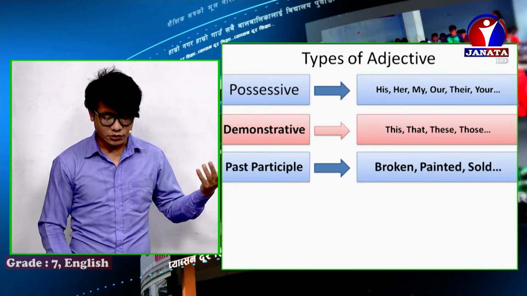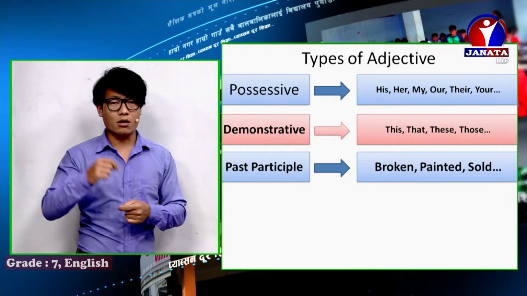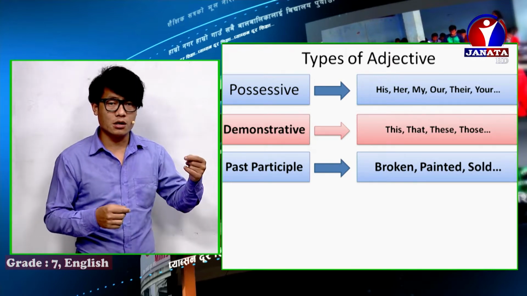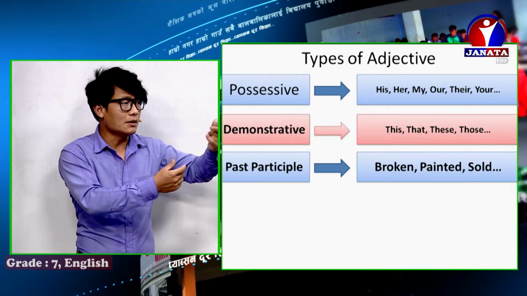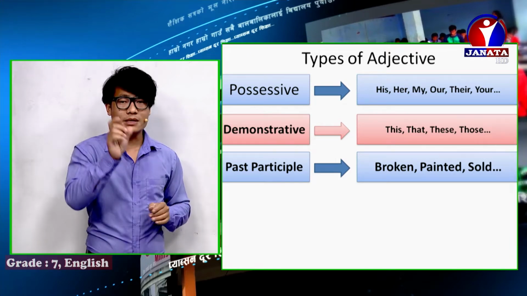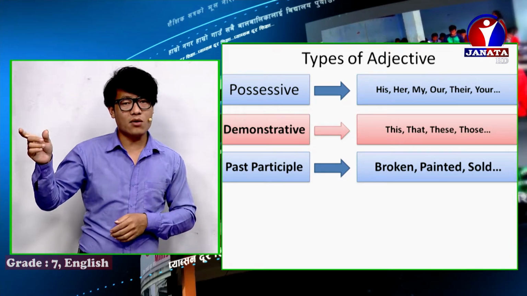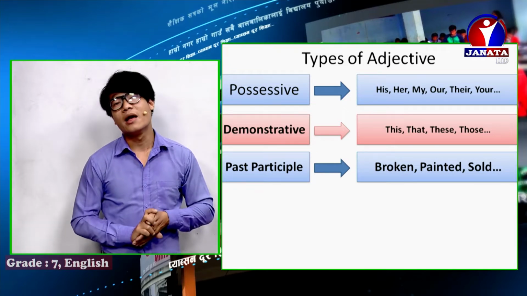Let me show you: broken, painted, sold. Like a broken pen, broken chair. So chair is a noun, and broken is there. So broken is what? Past participle adjective. Okay. Now painted. Painted house. House is a noun, and there is painted. So that painted is a past participle adjective.